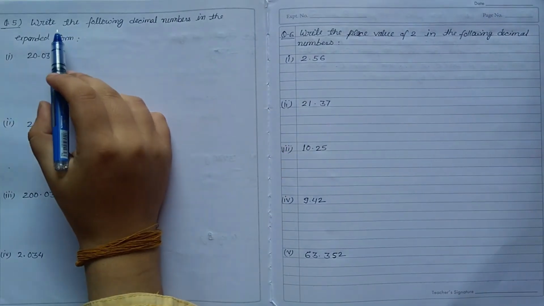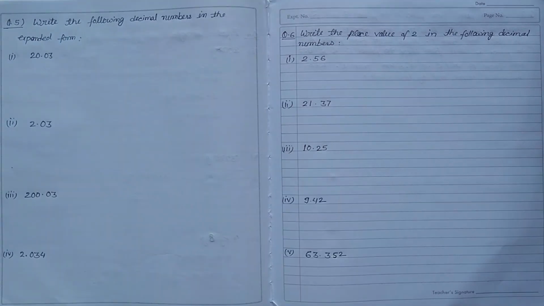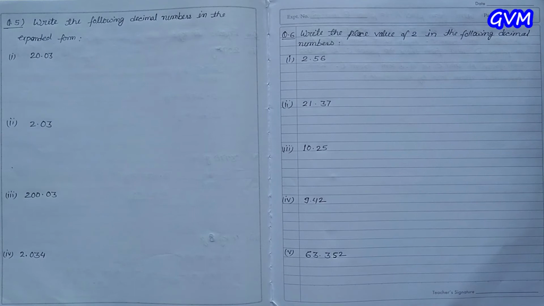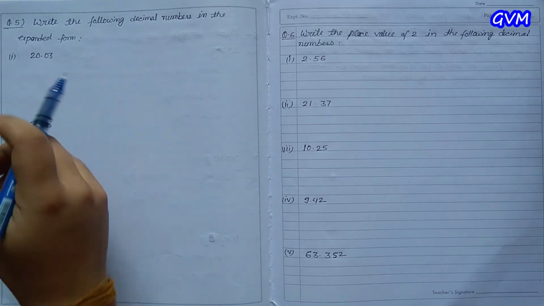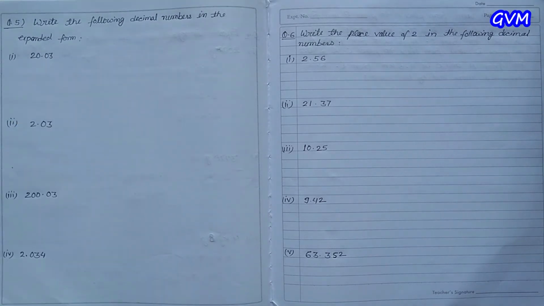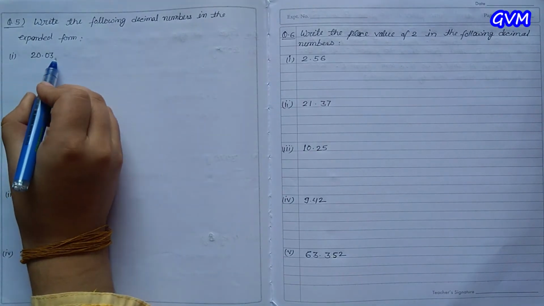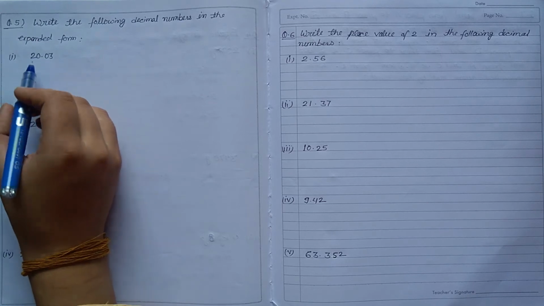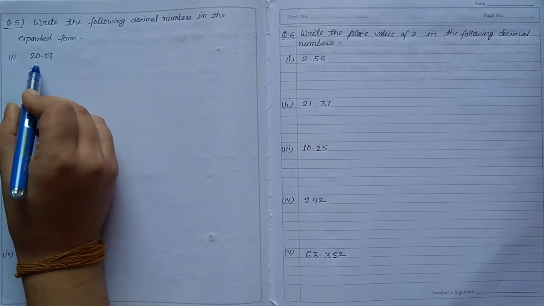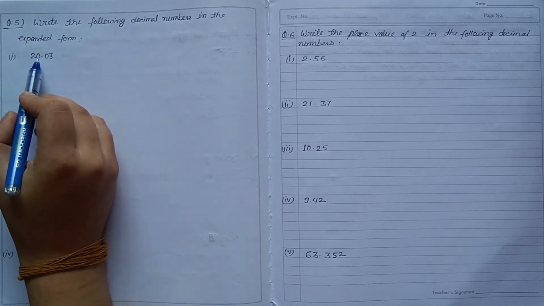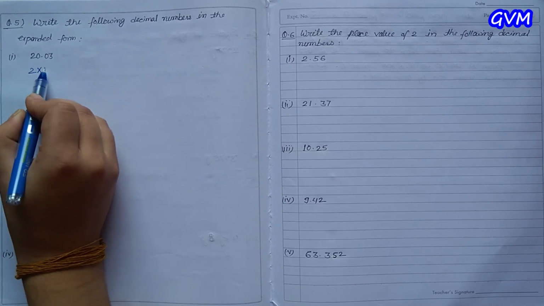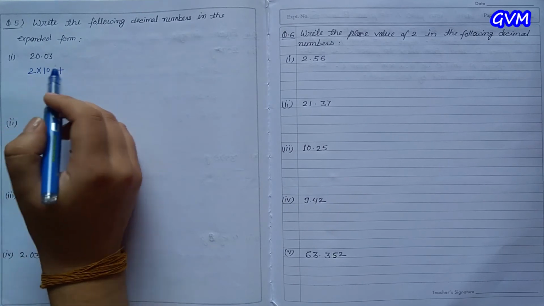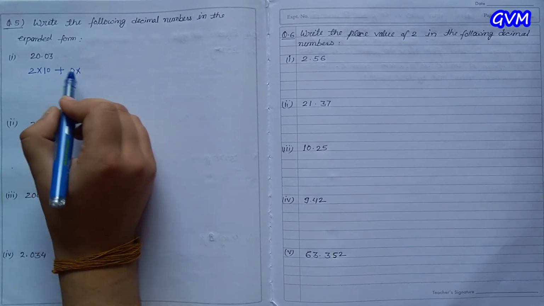Question number 5 is write the following decimal number in expanded form. Okay. So हमें इन decimal numbers को expanded form में लिखना है. So expanded form मतलब कि जो उनकी place value है उनको represent करते हुए हमें इनको लिखना है. Each digit in 20.3 has a place value. Okay. So start with 2. 2 has a place value that is ones, tens. Okay. So 10 is multiplying with 2.